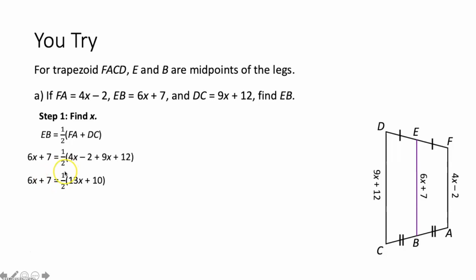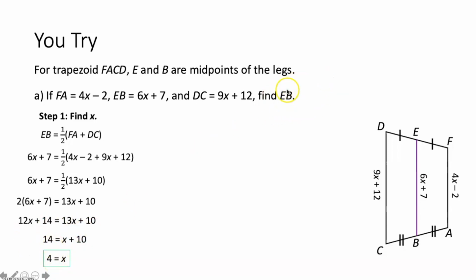If I multiply both sides by 2, the 2 and the 1/2 just cancel each other out, and I'm left with 13x plus 10 over here. Over here, when I multiply by 2, I have to distribute the 2 to the 6x and to the 7. When I do that, I get 12x plus 14. Now I can solve for x. So I just subtract 12x from both sides, subtract 10 on both sides, and I get x is equal to 4. But I'm not done.